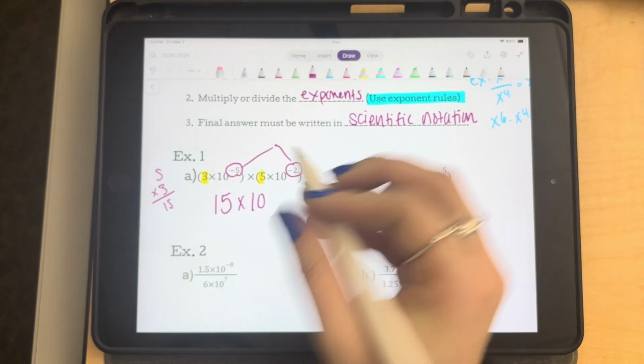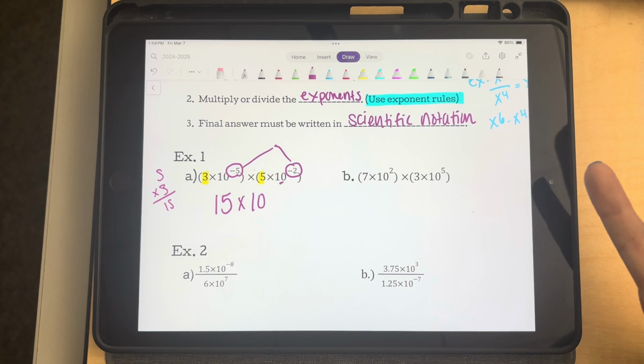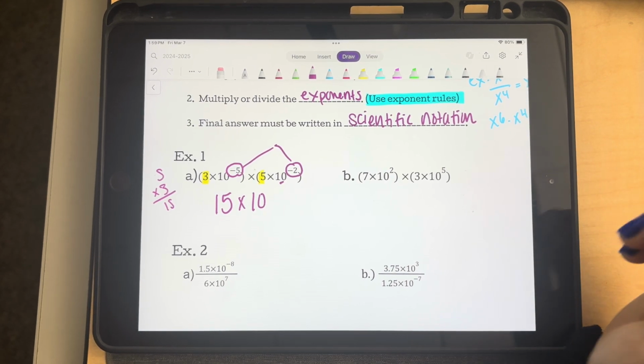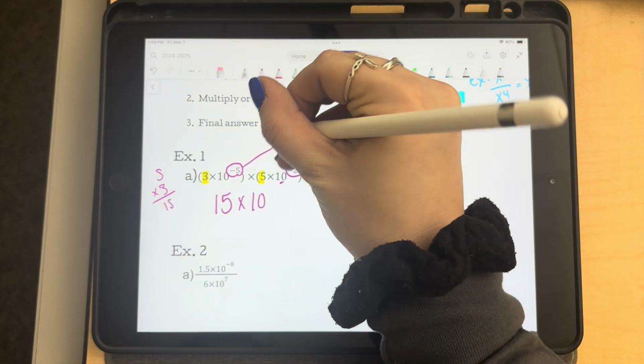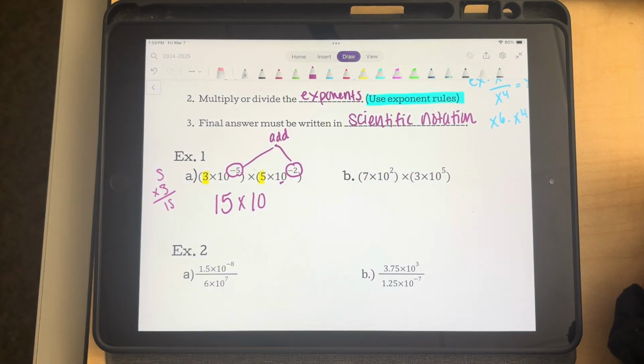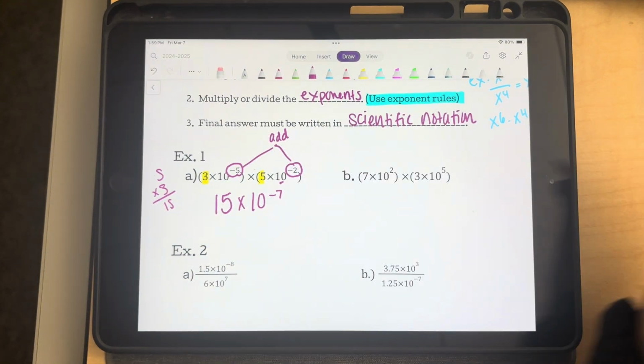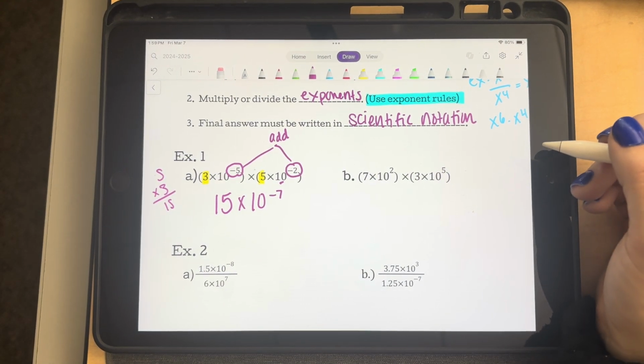Just like in your multiplying, remember the bases, I know the bases technically aren't the same in this case, but we're treating the times 10 as the base, so they are the same. So we are going to add these exponents. When we add those exponents, we get -7. -5 plus -2 gives me a -7.